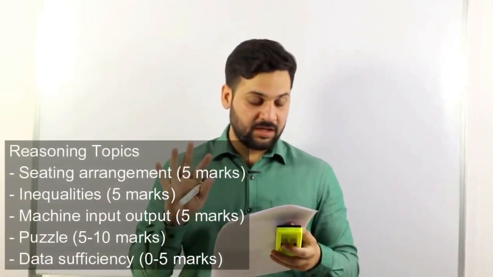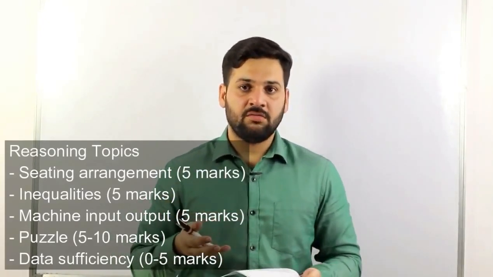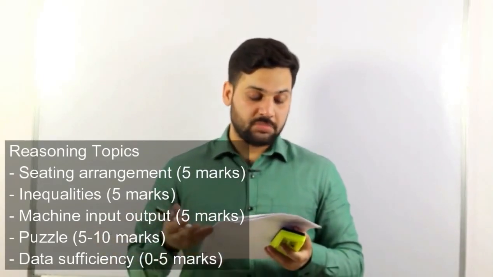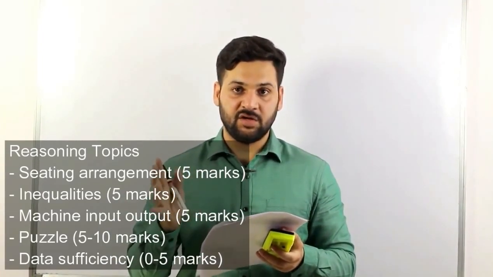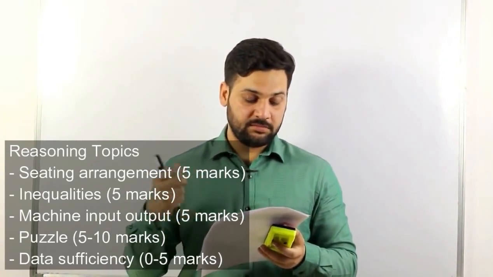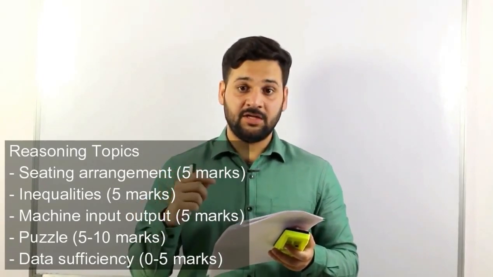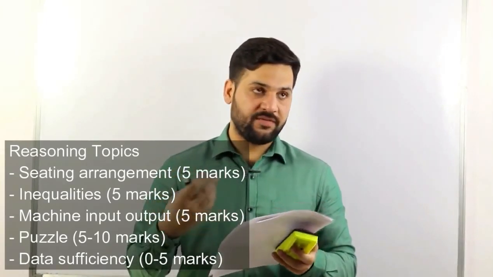Then what about reasoning? In reasoning, you will find at least one set from seating arrangement, 5 marks. There can be one set from inequality, another 5 marks for inequalities. Then machine input output, a very common topic. Then last time in the SBI PO exam I saw 2 puzzles, so you can find 2 puzzles.